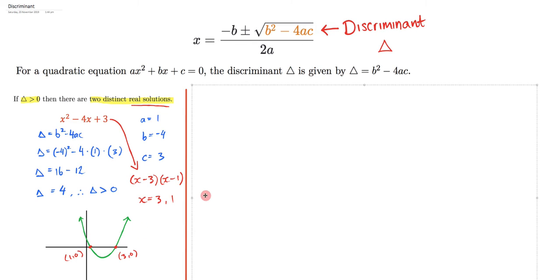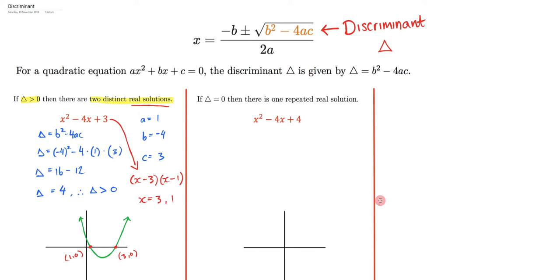Let's now move to my next example, which tells us that if my discriminant equals 0, there is one repeated real solution. So again, to answer this, let's begin by writing down my a value is 1, my b value is -4, and my c value is 4. I then could write out what my discriminant is, b squared minus 4ac, and then I sub in my values. I'm going to do it a bit quicker this time. -4 squared is 16, minus 4 times 1 is 4, times 4 is 16. So therefore, this time my discriminant will equal 0.